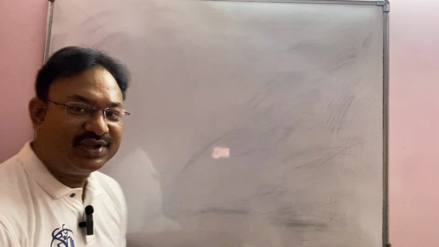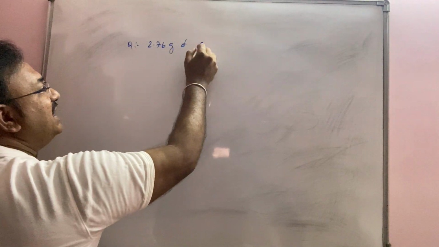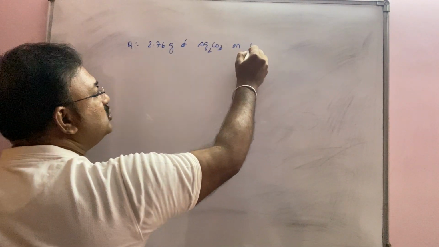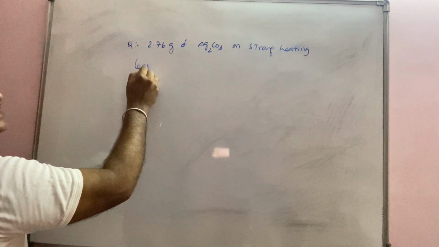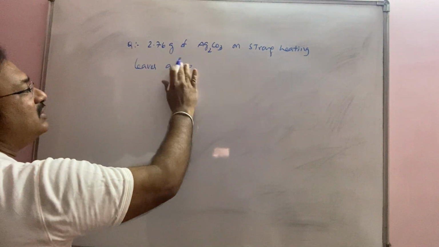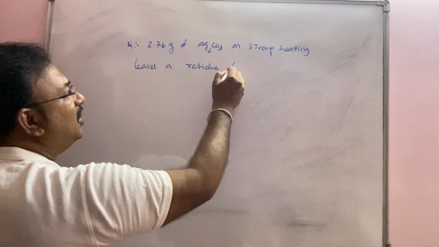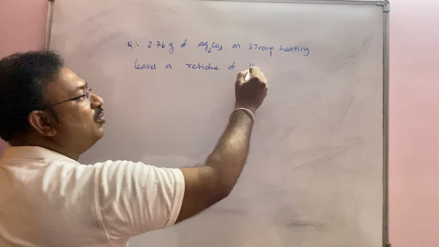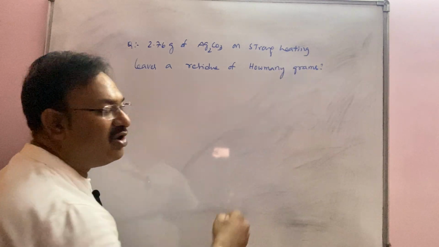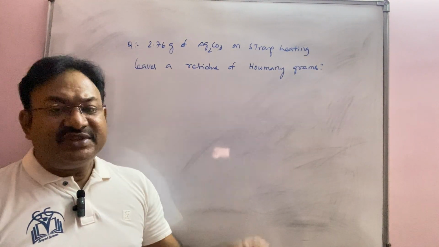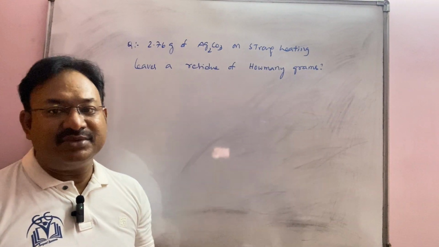Okay, sixth question. 2.76 grams of silver carbonate on strong heating leaves a residue weighing how many grams, right?